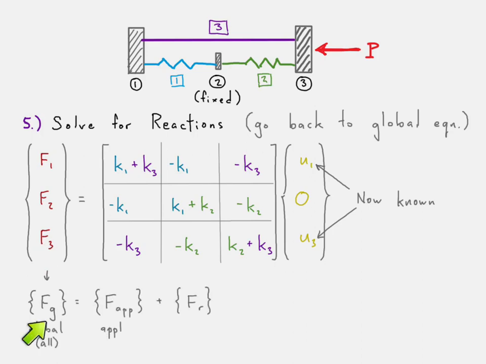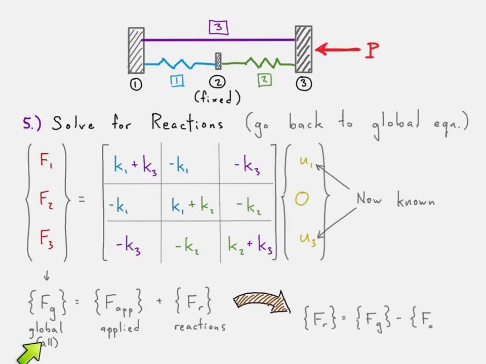Now this is the global force vector, which means that it contains all of them, the applied loads and the reactions. So this is our applied load, that's our reaction. And if we want to just figure out what the reactions are, well then we just take our global load vector that we solved for and then just subtract what's applied.